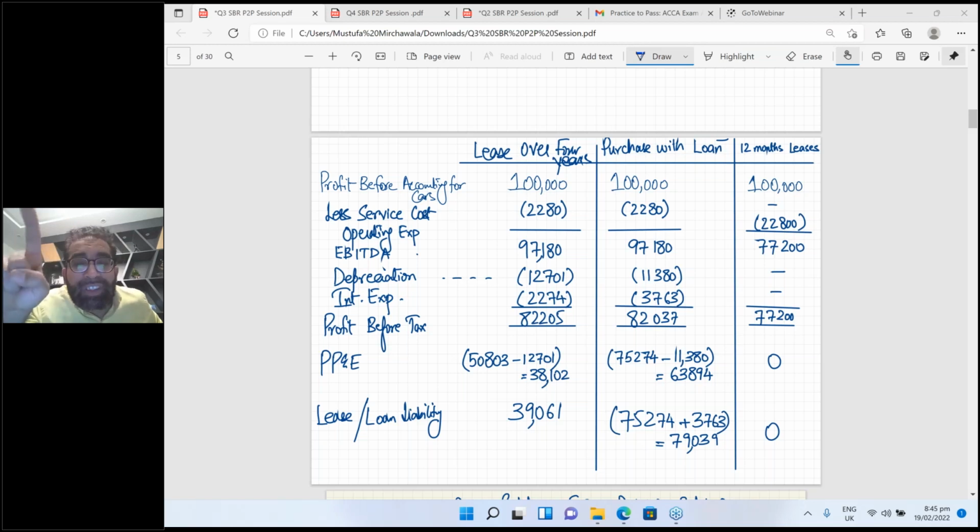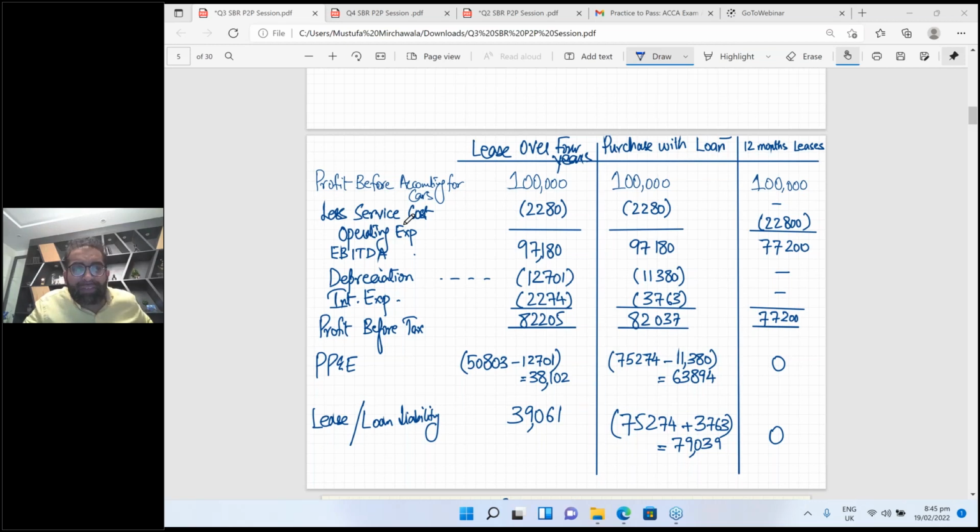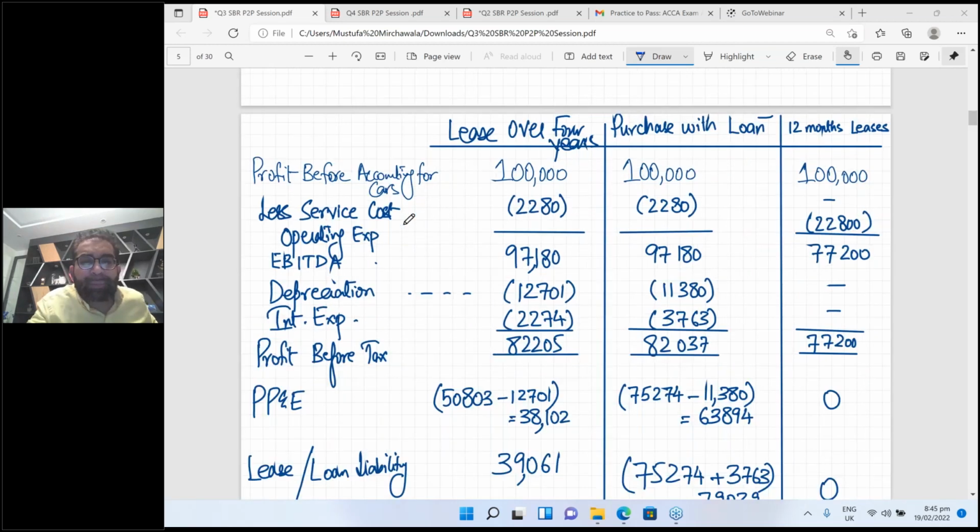Now from this EBITDA, I'm going to deduct depreciation. I calculated depreciation with you guys. This depreciation was 12701. Then interest expense was 2274. So after deducting depreciation and interest expense, you will come to profit before tax, because now you have deducted everything except tax.